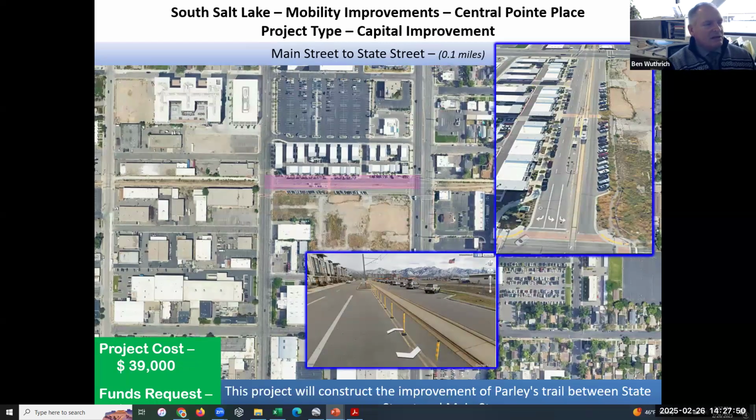The next project is also a request from South Salt Lake for mobility improvements. This is at Central Point Place between Main Street to State Street, about 1/10 of a mile in length. This project will construct improvement of the Parley's Trail between State Street and Main Street. Estimated cost is $39,000. Funds being requested are $36,000+.